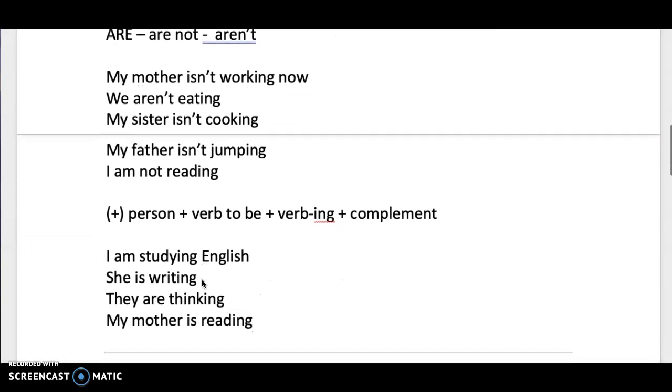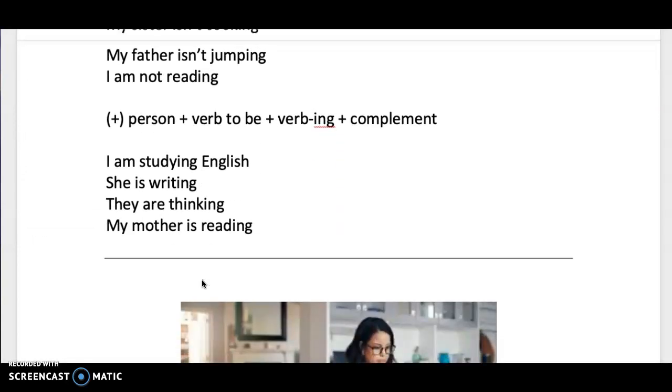Okay, let's continue with the affirmative sentence. How do you create an affirmative sentence? So, person, verb to be, verb with ing, and complement. What is it? Person, I, verb to be with I, am, verb with ing, studying, and complement, English. It means I am studying English.